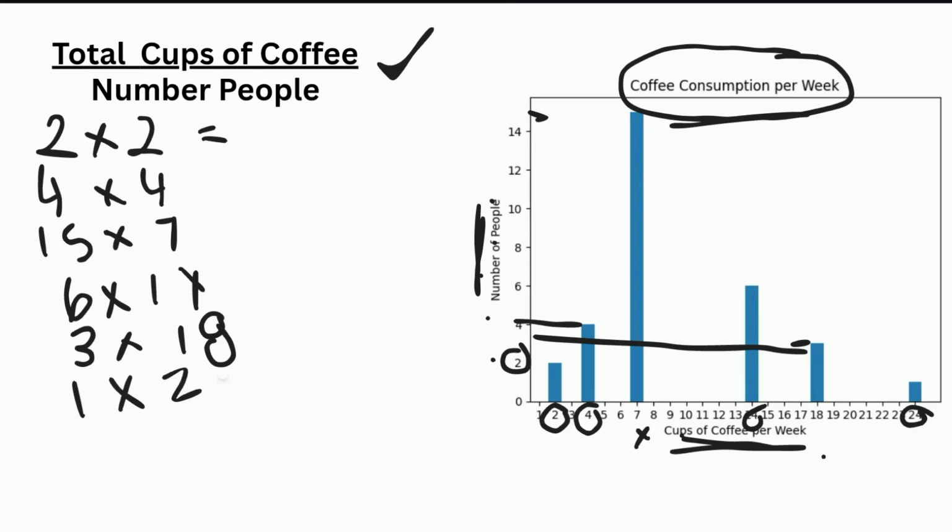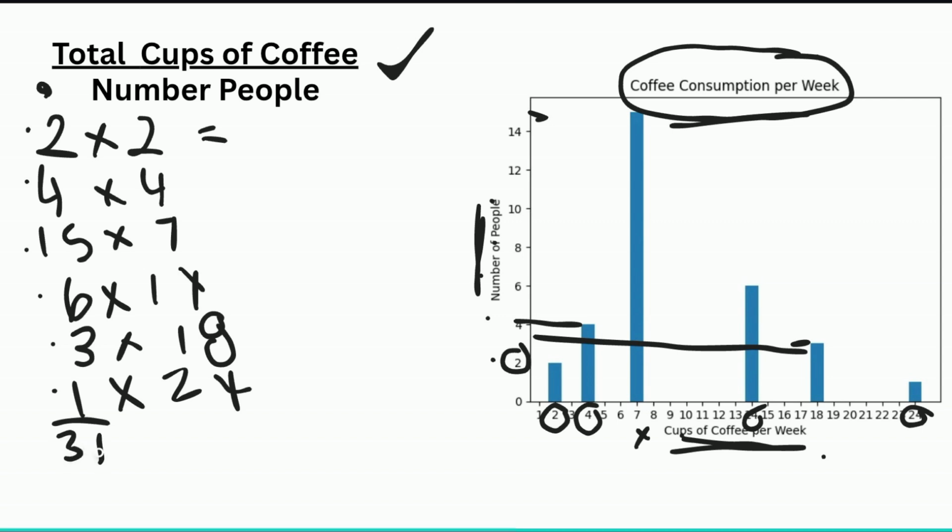Okay, so now this column will give us the total number of people, and if you add 2 plus 4 plus 15 plus 6 plus 3 plus 1, that gives us 31.